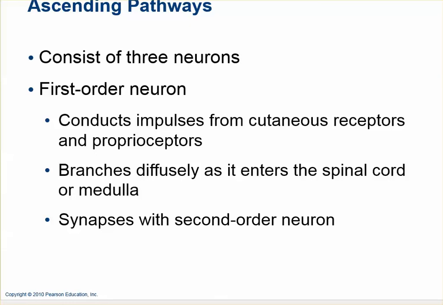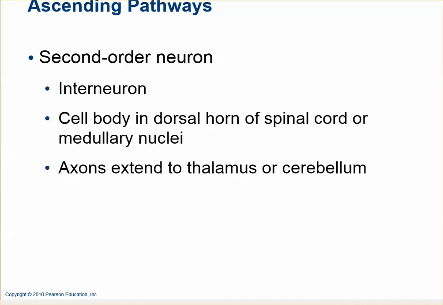But basically what happens here is that the spinal nerves come in and they conduct. So these would be the peripheral nerves. These are the neurons that come from the receptors in the skin or wherever, and they come to the spinal cord, first order. The second order are interneurons. So the cell body is in the dorsal horn, and then it goes up the ascending pathways and it goes either to the thalamus or the cerebellum.